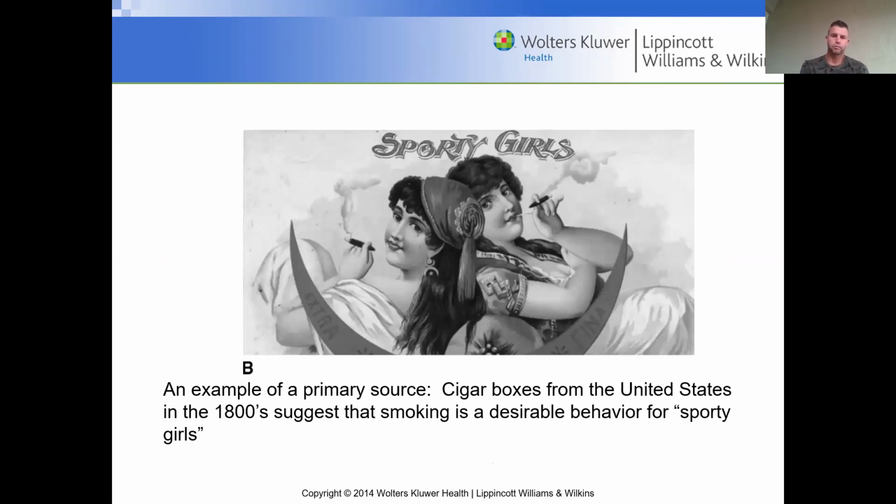So here's an example of a primary source. Cigar boxes from the United States in the 1800s suggest that smoking is a desirable behavior for sporty girls, right? So again, the attitudes and the way things were viewed back then are vastly different from what we would call a sporty or maybe an athletic girl today, right?